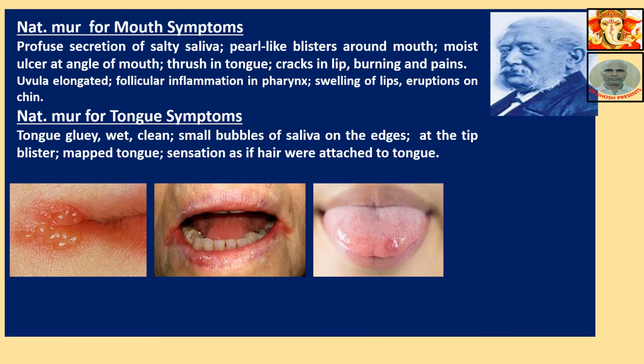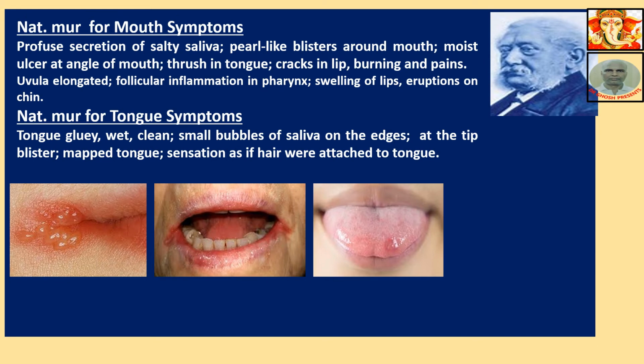Natrum mur for mouth symptoms. Profuse secretion of salty saliva, pearl-like blisters around the mouth, moist ulcer at the angle of the mouth, thrush on the tongue, cracks in lips, burning pains, uvula elongated, follicular inflammation in the pharynx, swelling of lips, eruption on chin.